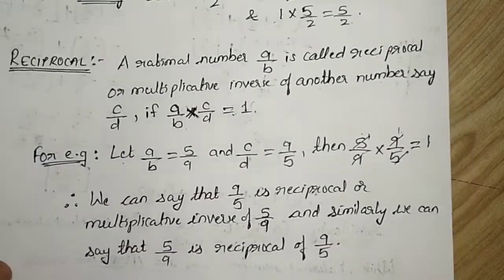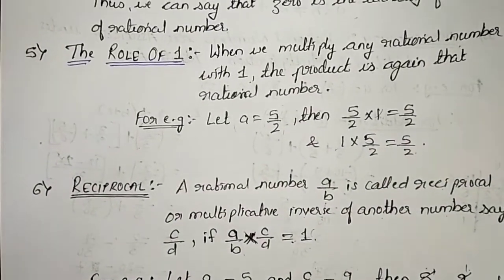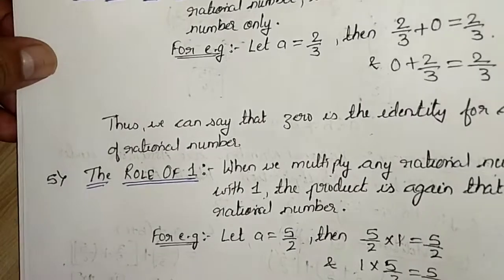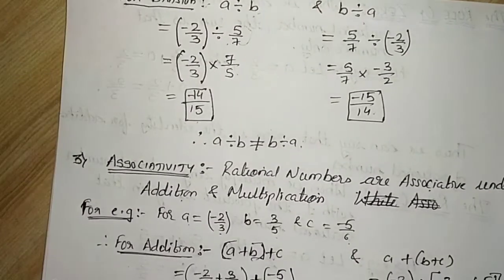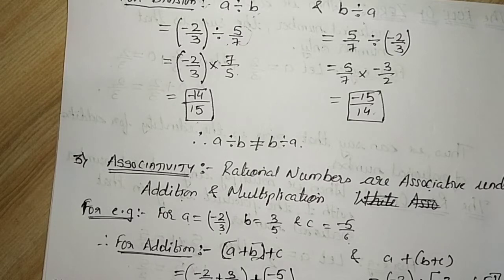So these were the six properties which I have discussed with you in this introductory part. We will take a look at two other properties of rational numbers. Of course, you are familiar with them because we have taken them in 7th standard for natural numbers and whole numbers.